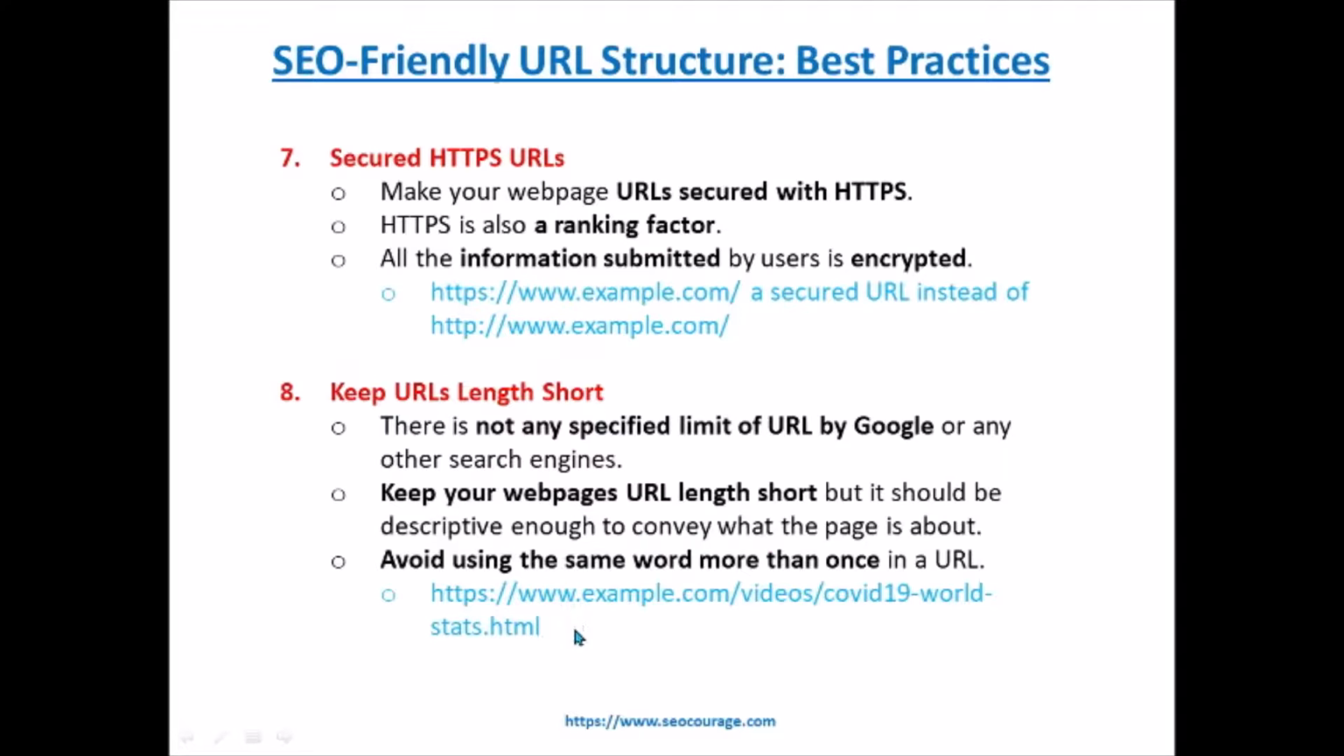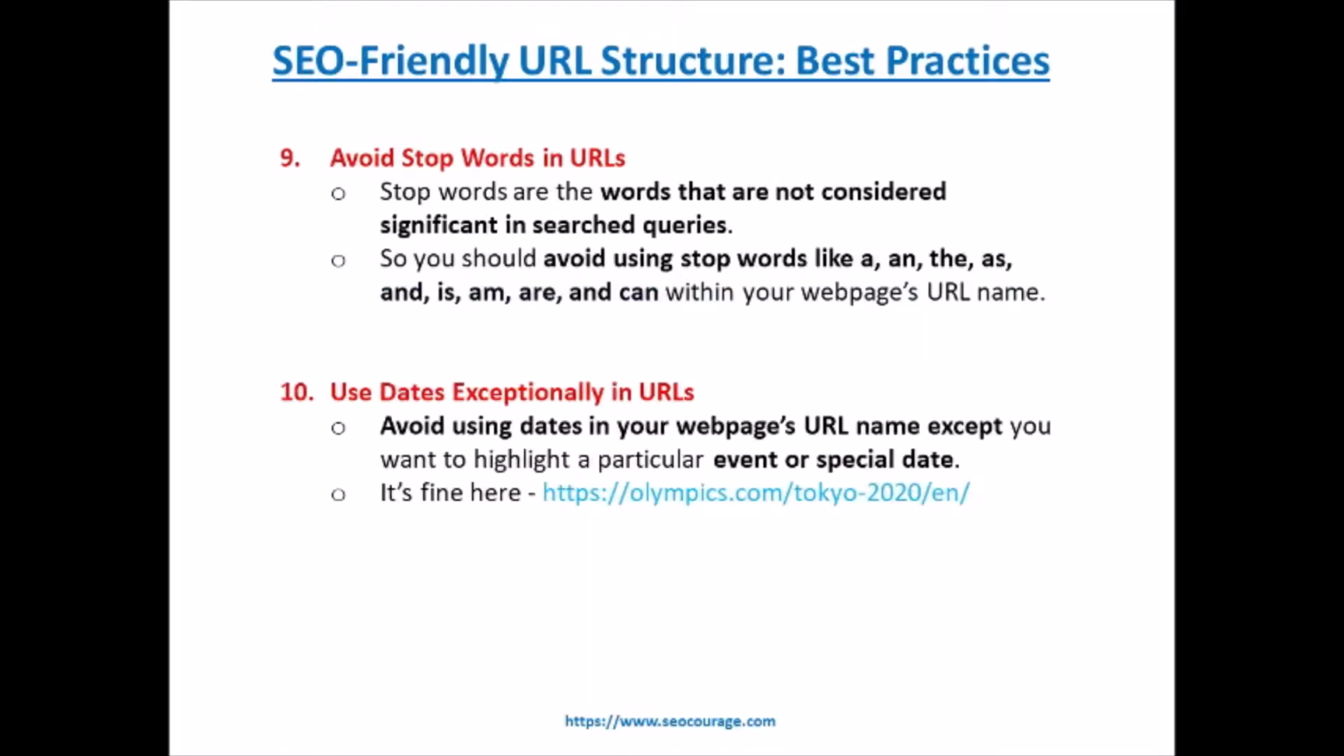One thing to remember here is, if you have the same word multiple times in your URL, then please avoid that. Like here, if we are in the videos folder, then there is no need to add video in the URL name, because it's obvious this will be a video. The next thing to consider is you should avoid stop words in your URLs. As you can see here, and, as, and there are so many stop words which have no significance in the search engine. So you should avoid using these stop words in your URLs, and it will also help to make your URL shorter.